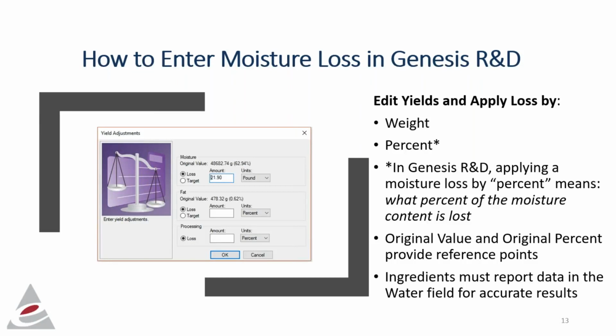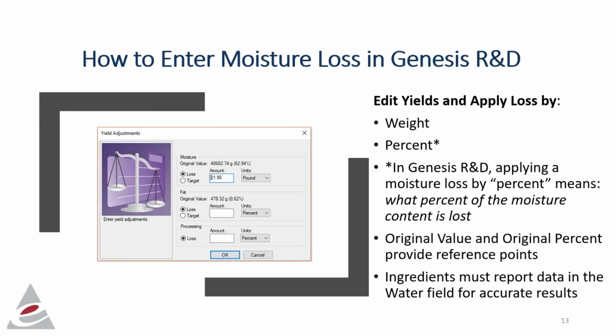Also note here that the moisture information is coming from your ingredient data. So for each ingredient, you must populate the nutrient field called water so that the moisture content is reported appropriately. You can't remove moisture from the recipe if the moisture isn't reported for the ingredients. If you do try to enter a moisture loss that is greater than the moisture content that you're reporting, the software does alert you, and you'll know that there's an issue. So if you see an alert like that, you just need to go back to your ingredients and check to see that the water nutrient field is populated for each ingredient.